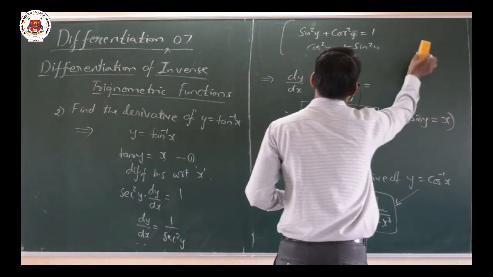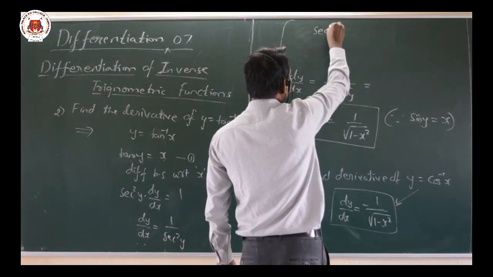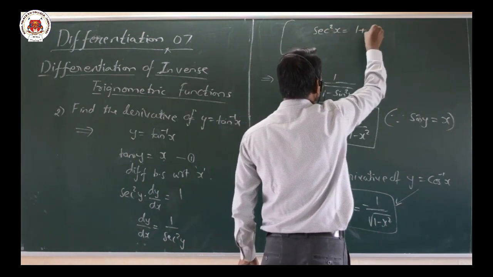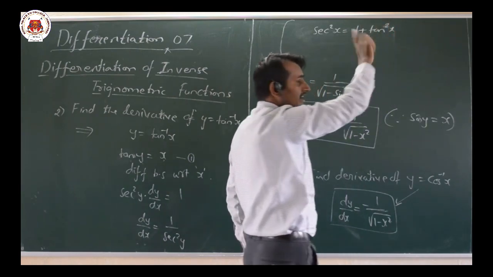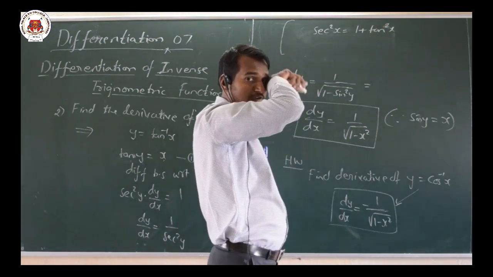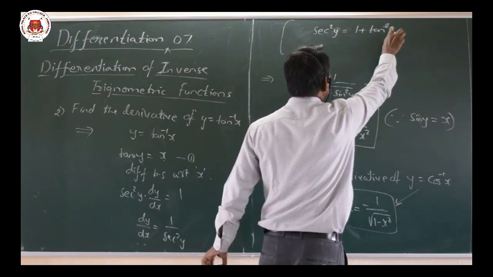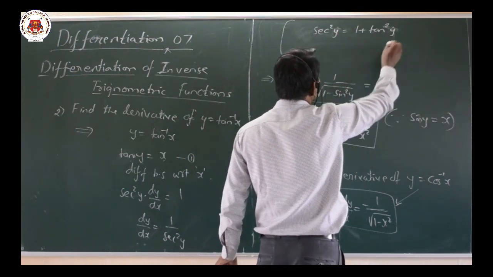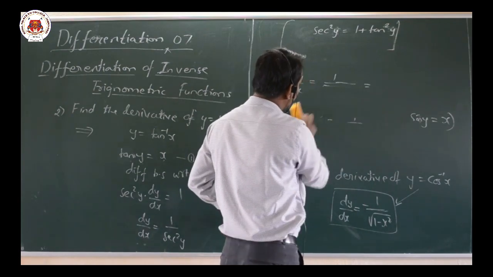Now what is the formula for that? We shall examine. We know that secant square x equals 1 plus tan square x. Instead of this x I can take theta, I can take any values here. These are trigonometric ratio formulas. So here, I will take it as y. That means I will substitute this value here.